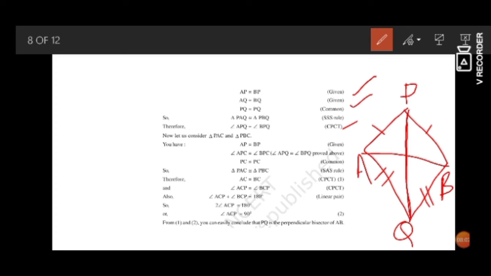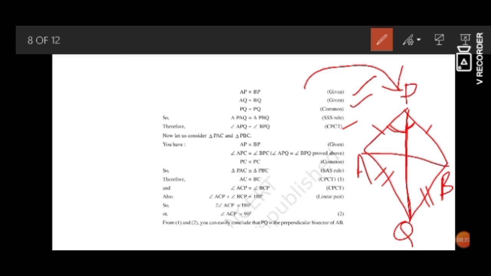So by CPCT we can say the angle APQ, the top angle, and the angle BPQ, again the top angle, are equal by corresponding parts of congruent triangles. Now let us consider another triangle. The top congruency is for this one.